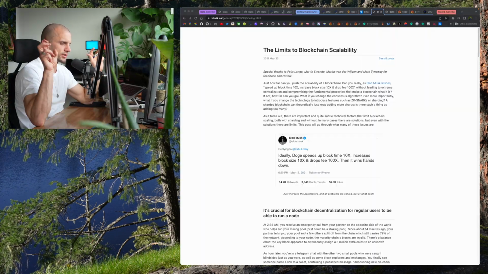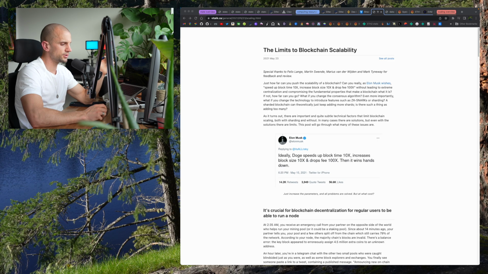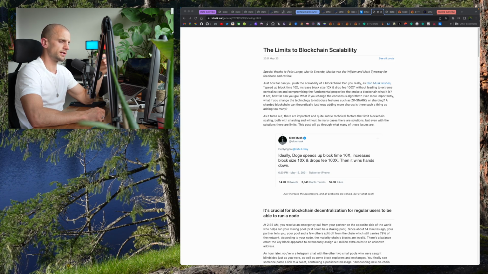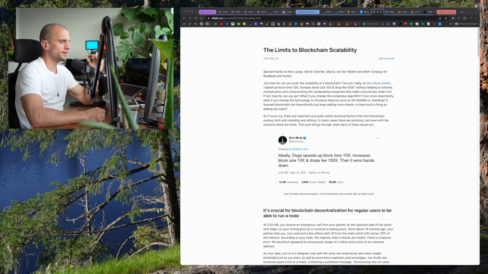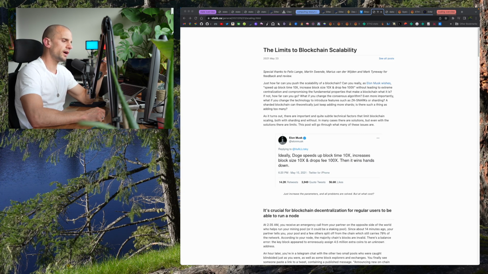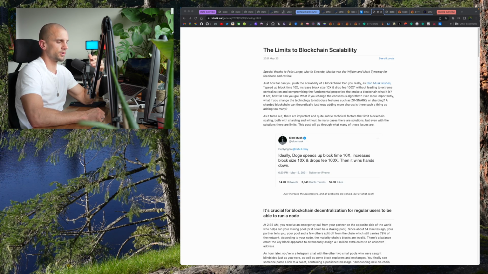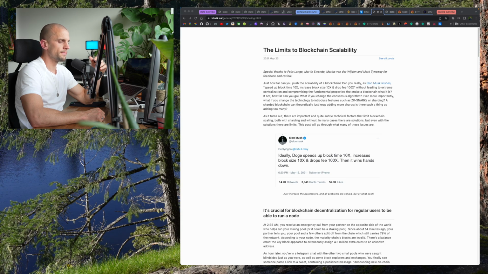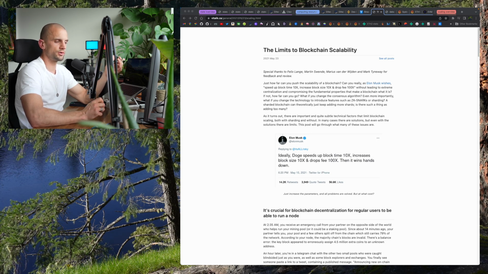So this just increase the parameters approach to scaling is actually what Elon Musk suggested we do to scale Dogechain, right? Increase those parameters and then it wins hands down. The problem with this, of course, is as you increase those parameters, it becomes harder to run a full node, right? If you start increasing the gas limit really high and making block times really fast, you need a higher end machine to run a full node and to stay synced in the network. And that costs more money, so less people are going to do it.